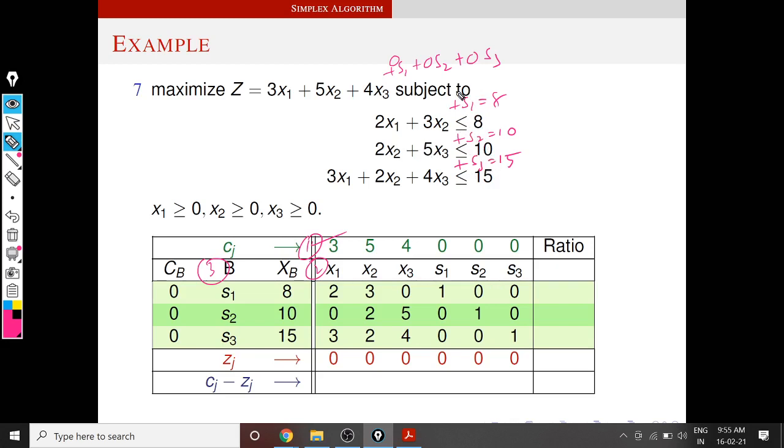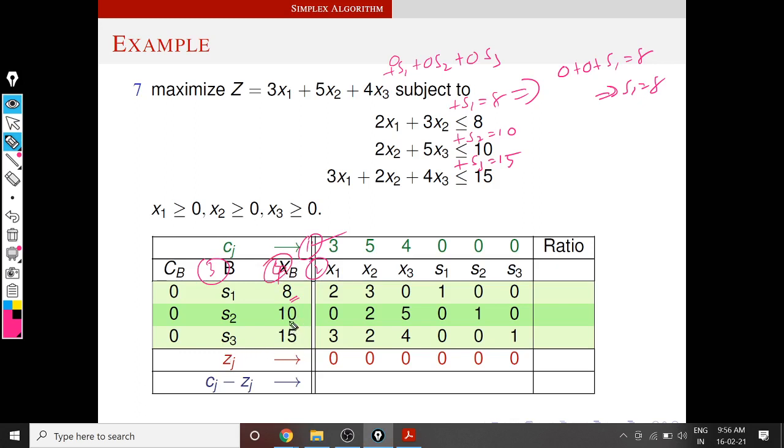So what is the value of the basic variable? Because x1, x2, x3 are everything 0, from the first equation this becomes 0 plus s1 equal to 8. So this implies s1 equal to 8. That's why this entry becomes 8. This is the value of s1 from the first equation as a basic variable. Similarly from the second equation s2 becomes 10, and s3 equals 15.